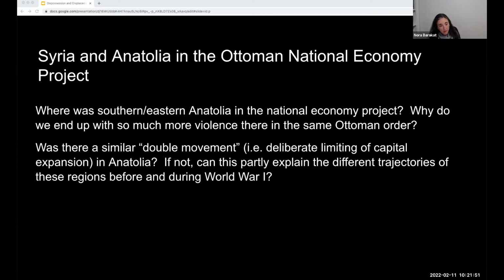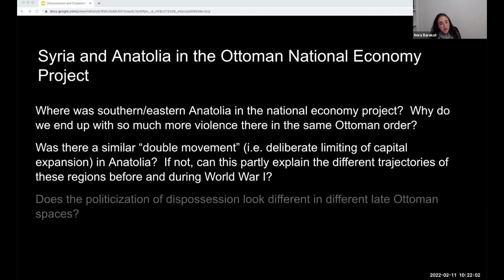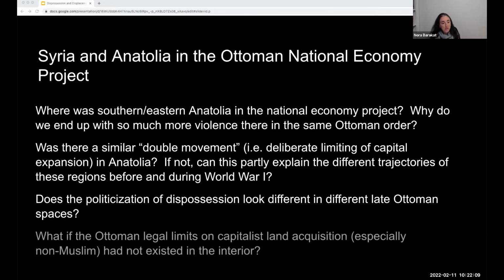a deliberate limiting of capital expansion in Anatolia? If not, can this partly explain the different trajectories of these regions before and during World War I? Does the politicization of dispossession look different in different late Ottoman spaces? And then finally, just a counterfactual that I think about when I try to think about these geographies. What if the Ottoman legal limits on capitalist land acquisition, especially non-Muslim capitalist land acquisition, had not existed in the interior?